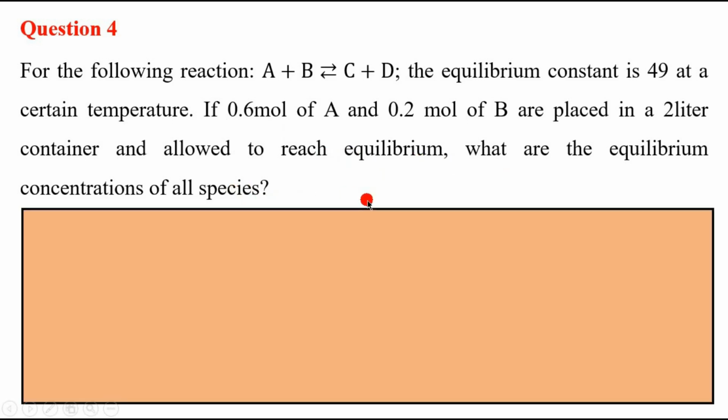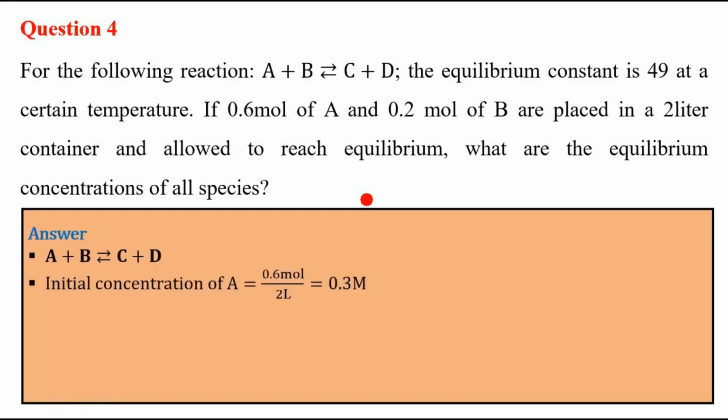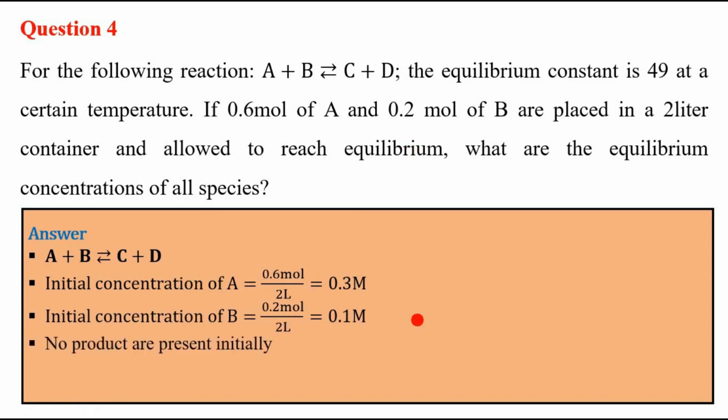Here also we do the same as we have done for the previous exercises. We determine the concentration of species initially. For A it will be 0.6 dividing by 2, which is equal to 0.3. For B it will be 0.2 dividing with the volume 2 liters, then we get 0.1 M initially. C and D are not there initially. So then we complete our table.